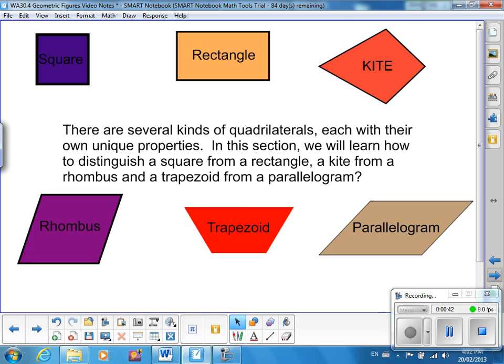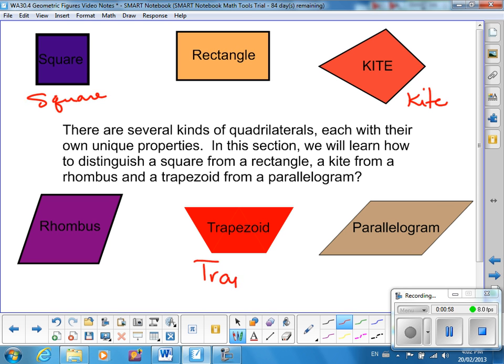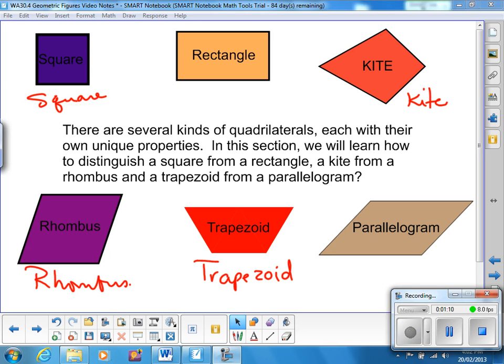So we have different shapes. Here, this is a square. We have a rectangle, a kite, a parallelogram, a trapezoid, and a rhombus. There are several kinds of quadrilaterals, each with their own properties, and they're very unique. In this section, we will learn how to distinguish a square from a rectangle, a kite from a rhombus, and a trapezoid from a parallelogram.